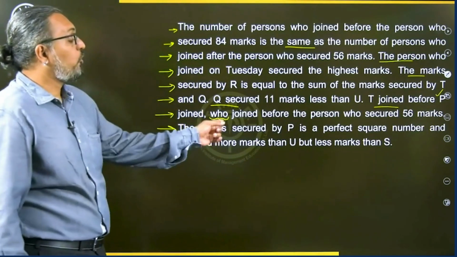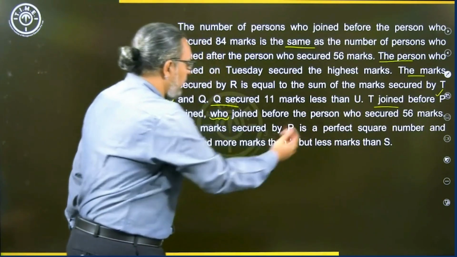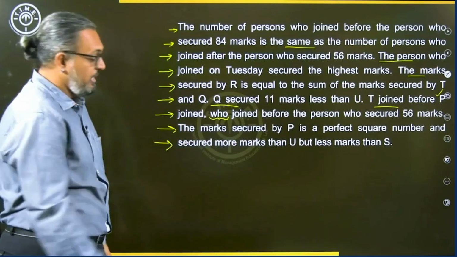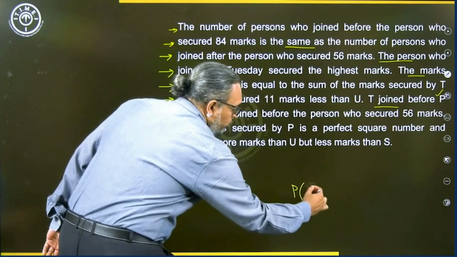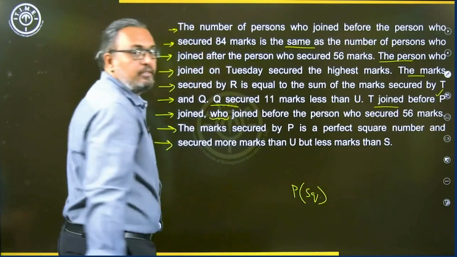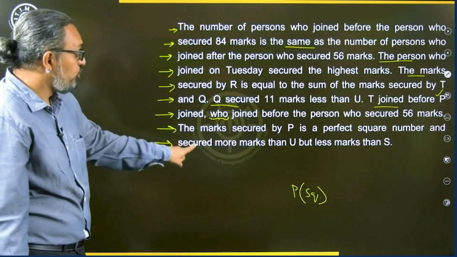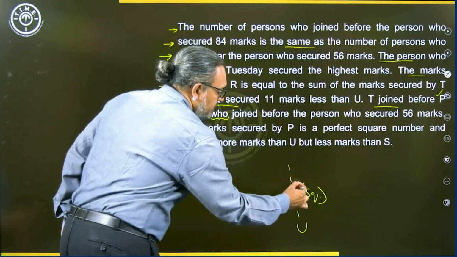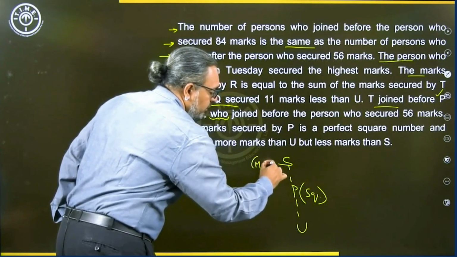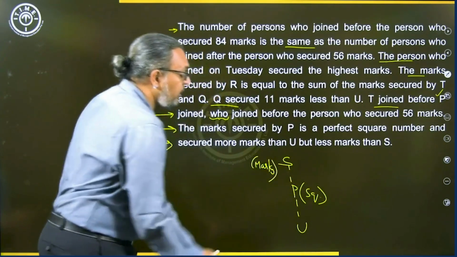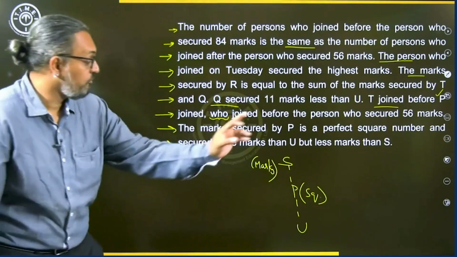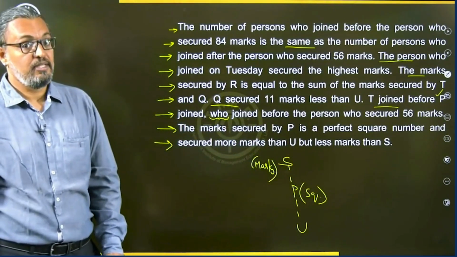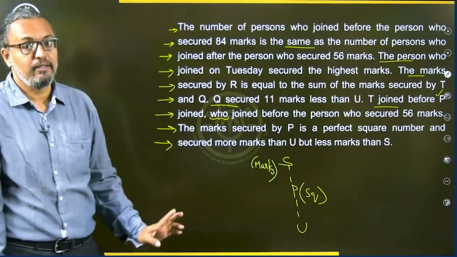Further, what do we have? The marks secured by P is a perfect square number and secured more marks than U but less marks than S. So you need P to be a perfect square. At the same time, P should be securing more marks than U and less marks than S. So this is about the marks, not the position. Please be very careful. He is not talking about the position of the persons in the table. He is talking about the marks that I have to fix. Be very careful there. The distinction is very clear here.